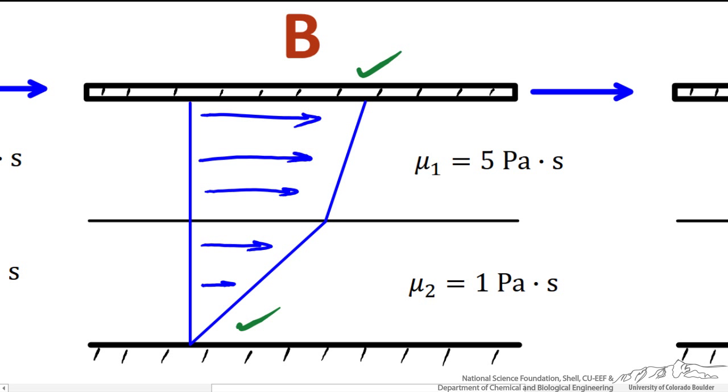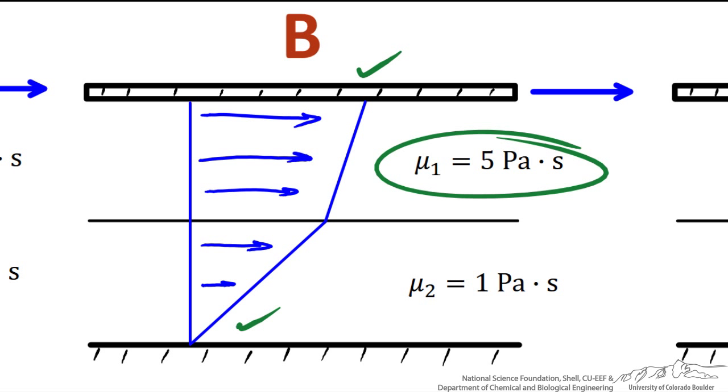Now the relative viscosities will dictate how the velocity profile changes. Given a constant shear stress that's being applied to the fluid based on that top plate moving, a more viscous fluid will experience a lower shearing rate. That is, the velocity gradient will be less for a more viscous fluid.